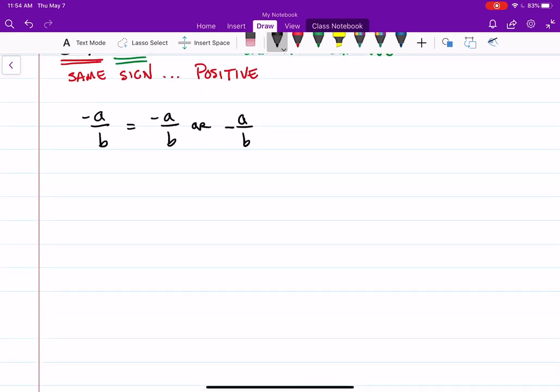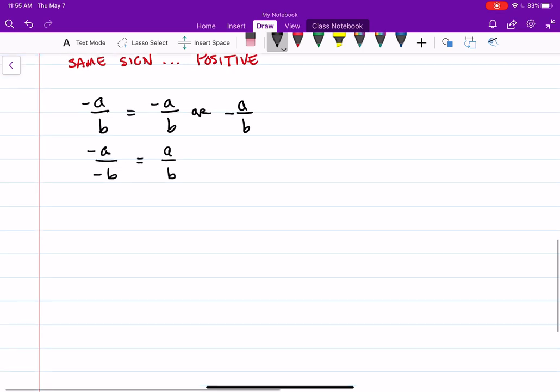If I had a negative A divided by a negative B, since they're the same sign, it'd be A divided by B, okay? So please do understand that. Now, what if I had A divided by negative B? Mathematicians don't like that negative in the denominator. Even when I'm dividing these two, I would still get a negative A over B because they're opposite signs. One's positive, one's negative. I can also write this as a negative A over B.